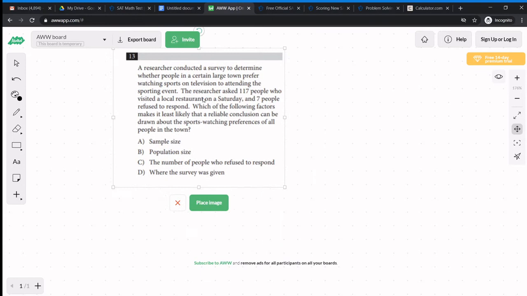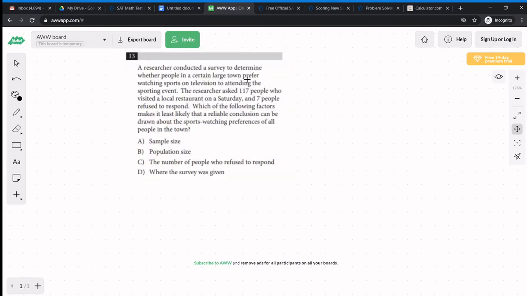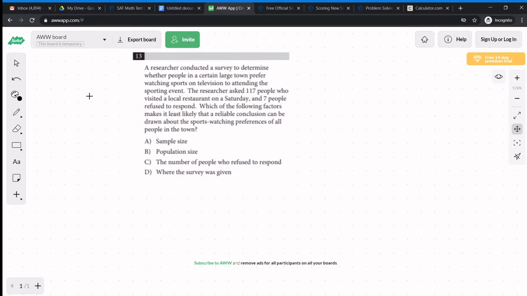Alright, a researcher conducted a survey to determine whether people in a certain large town prefer watching sports on television to attending a sporting event. The researcher asked 117 people who visited a local restaurant on a Saturday, and 7 people refused to respond. Which of the following factors makes it least likely that a reliable conclusion can be drawn about the sports watching preferences of all people in town?